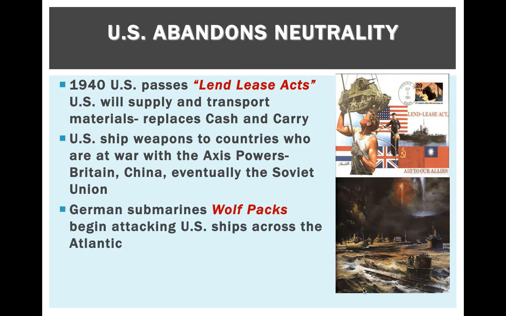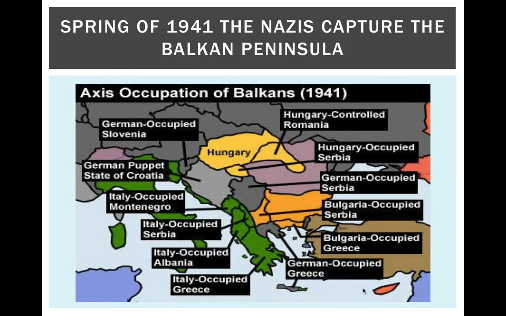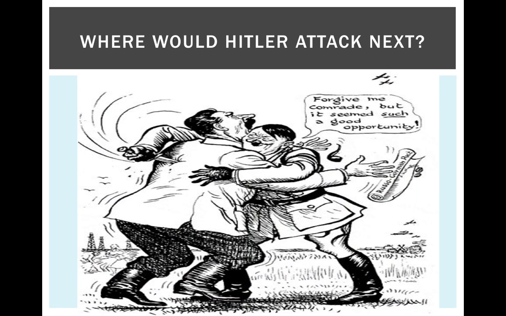And this is when Germany begins to attack the United States shipments of goods with their use of wolf packs. If you remember, the U-boats of Germany could not cross the Atlantic during World War I. Now, during World War II, they have the ability to do so. Spring of 1941, the Nazis are going to take the Balkans, like I had said before. That was Hitler's next target. So Nazi power continues to expand in Europe.